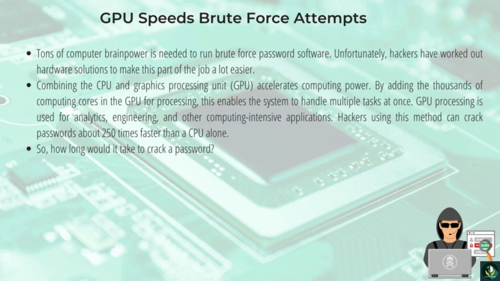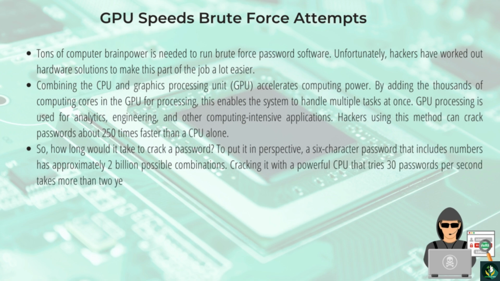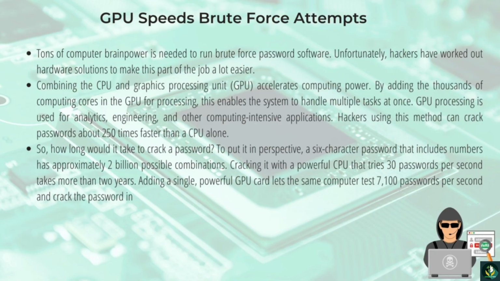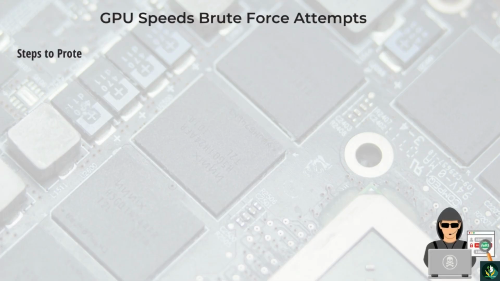So how long would it take to crack a password? To put it in perspective, a 6-character password that includes numbers has approximately 2 billion possible combinations. Cracking it with a powerful CPU that tries 30 passwords per second takes more than 2 years. Adding a single powerful GPU card lets the same computer test 7,100 passwords per second and crack the password in 3.5 days.